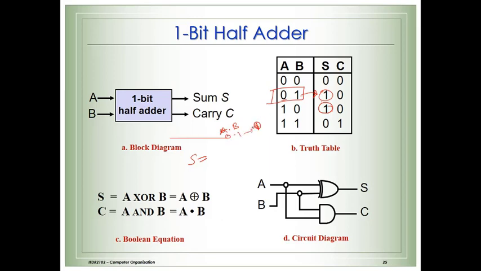But we want output 1. So it means that this 0 we need to convert it into 1. So how can we convert it? If we take its inverse, right? Whatever the A was there, take its inverse.